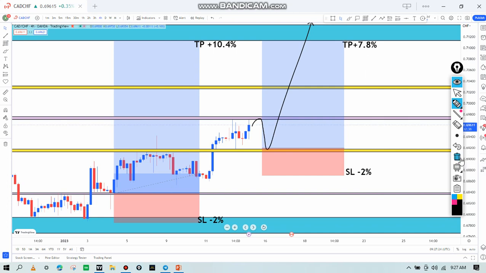All right, so this is my full view on CADCHF. As I said, we are waiting for price to drop down here to give us a double confirmation before we put the trigger all the way to the upside.